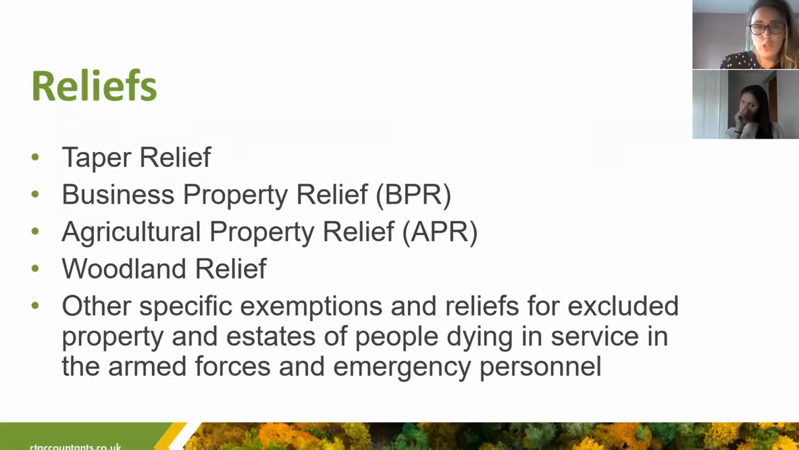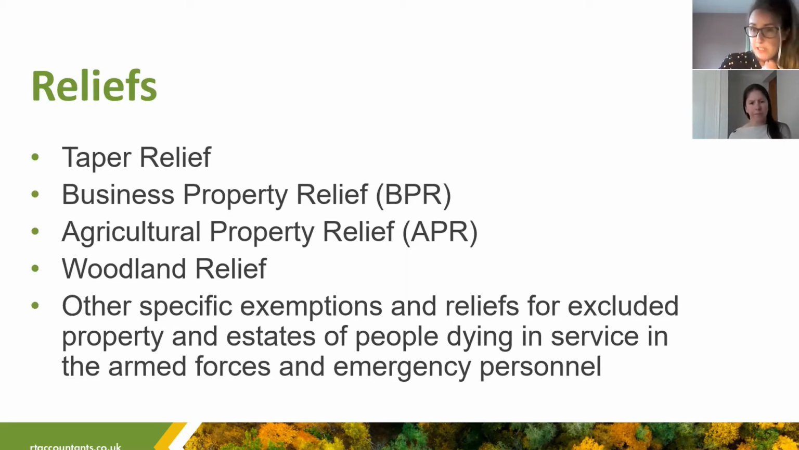Then there are also some reliefs in addition to gifts. So as mentioned, if you make a gift and survive for 7 years, there is no inheritance tax to pay. But then there's taper relief. So if you die before the 7 years, there is a sliding scale of the inheritance tax you would pay on those gifts, depending on how long you do survive after that gift is made.